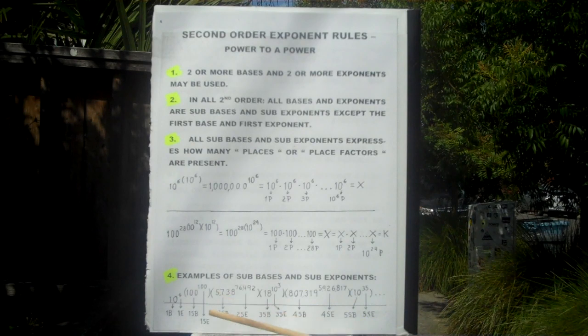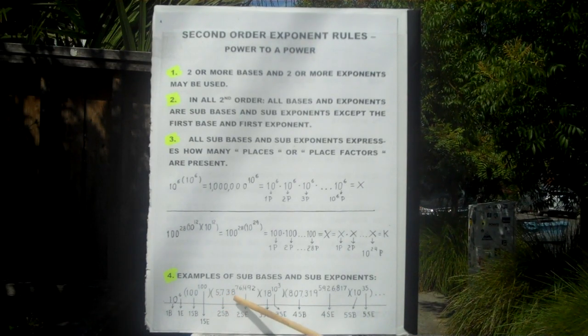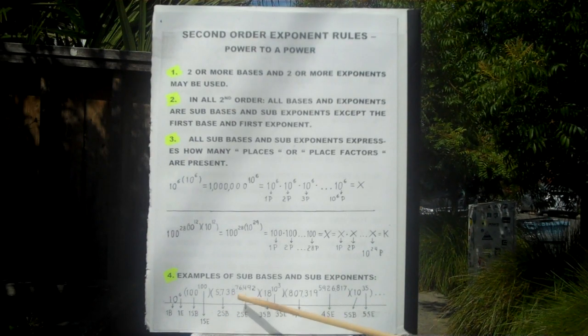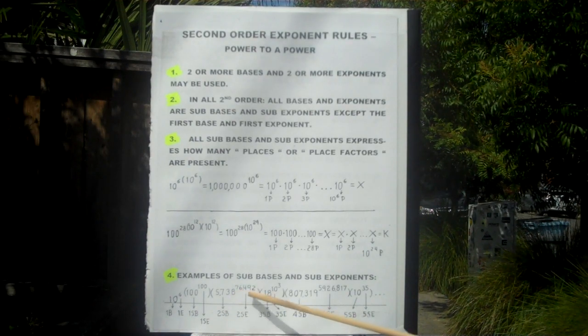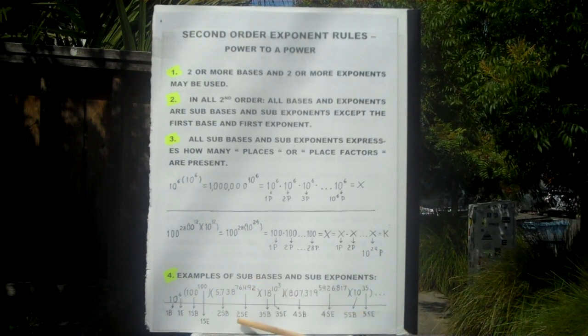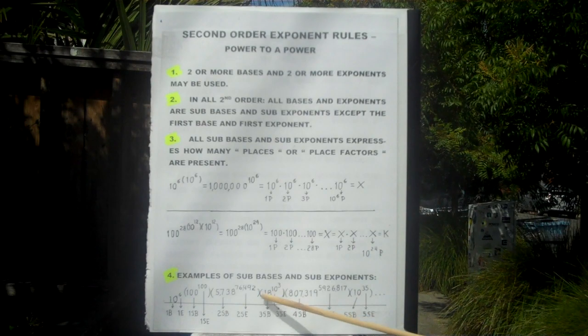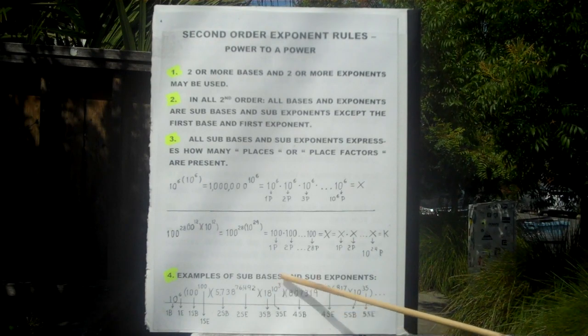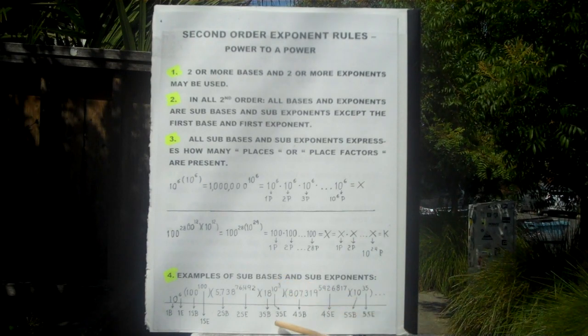2, the 5,738, this is the second sub-base. 2, the 76,492nd exponent power, which is the second sub-exponent. 2, the 18th, which is the third sub-base. 18 to the 10 to the 3rd power, which is an exponent, which is the third sub-exponent.